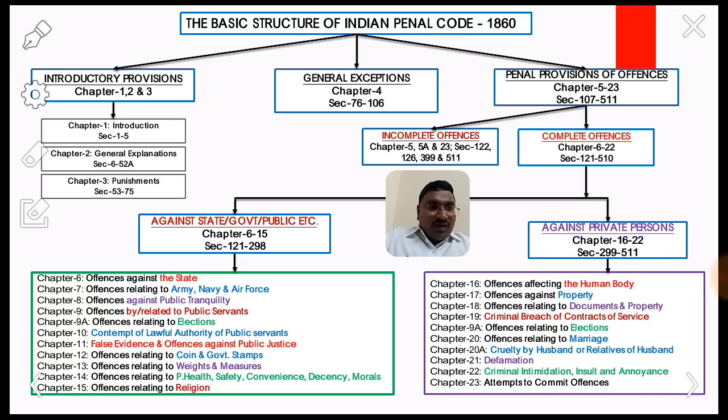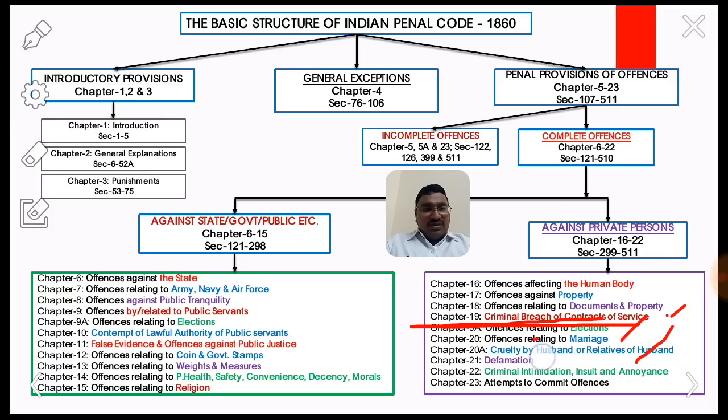Next, criminal breach of contracts of service under chapter 19. Next, offences relating to marriage under chapter 20. Offence of cruelty by husband or relatives of husband under chapter 20A with section 498A.